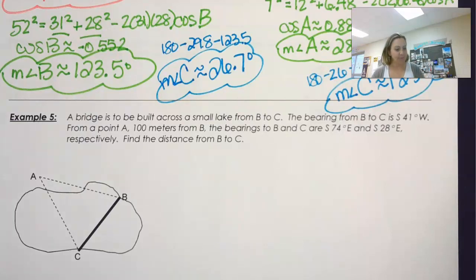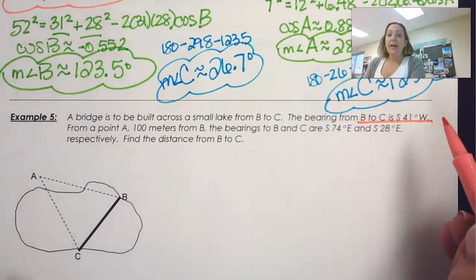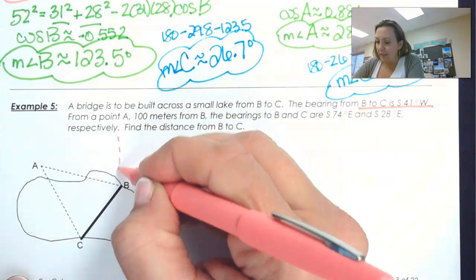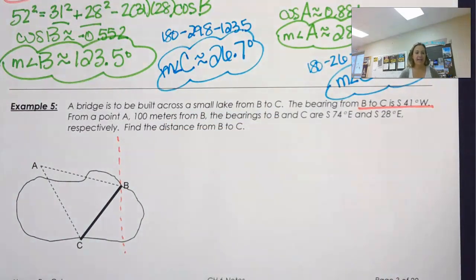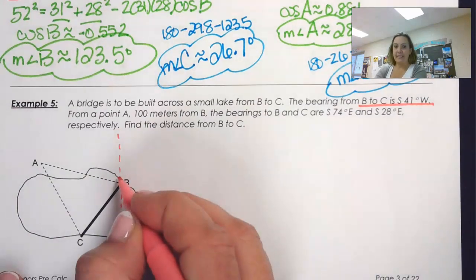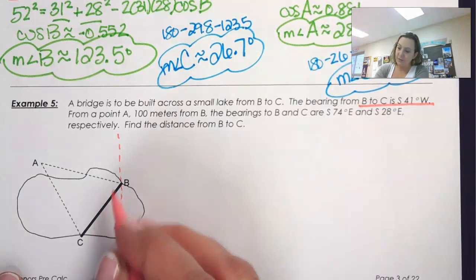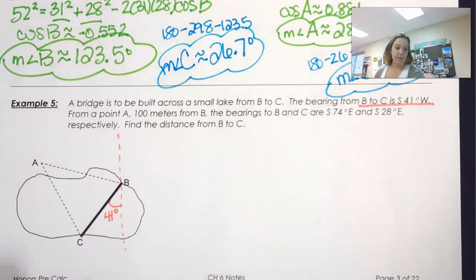All right, so let's first look for here. It says that the bearing from B to C is south 41 degrees west. When we're dealing with bearing, that means that we are going to need to draw a north-south line, a vertical line. And again, it's going to be south 41 degrees west. So this is telling us that this is 41 degrees.